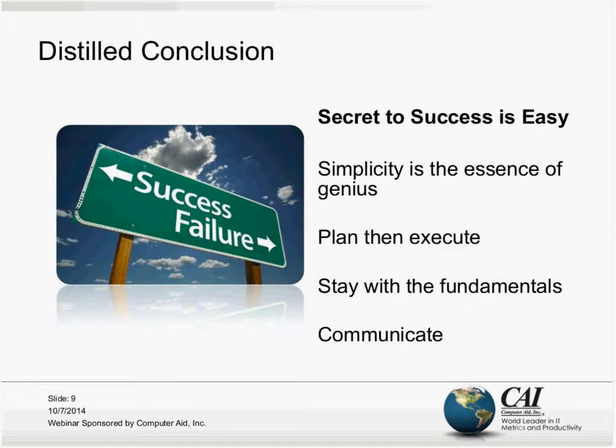The distilled conclusion. The secret to success is really pretty easy, and simplicity is the essence of genius. So if you're going to automate your manual regression suite, don't get complicated. It's really not a difficult or a complicated problem. Keep it as simple as possible, and things are going to go a lot smoother for you. You need to plan and then execute the plan. It sounds obvious, but as we'll see later on in the presentation, things happen to us that cause us to kind of not plan and just rush to execution. So plan to execute, then execute the plan.